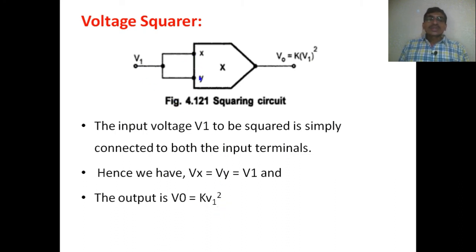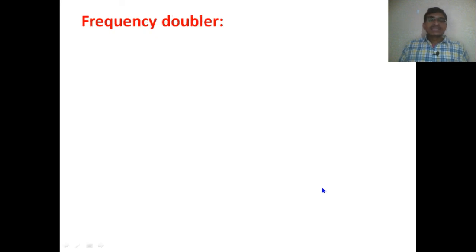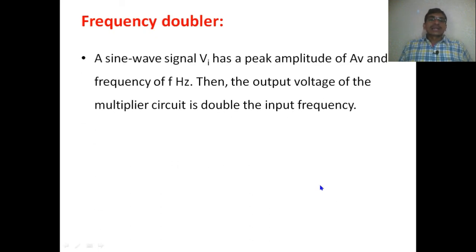So, as the two inputs are the same, this multiplier multiplies V1 into V1, which is V1 square, into some scaling factor K of this multiplier. The circuit thus performs the squaring operation. If we select K as 1, then V0 is equal to V1 square. So as the input is V1, the output is V1 square, and this circuit is working like a voltage squarer circuit. Next we will see the frequency doubler.